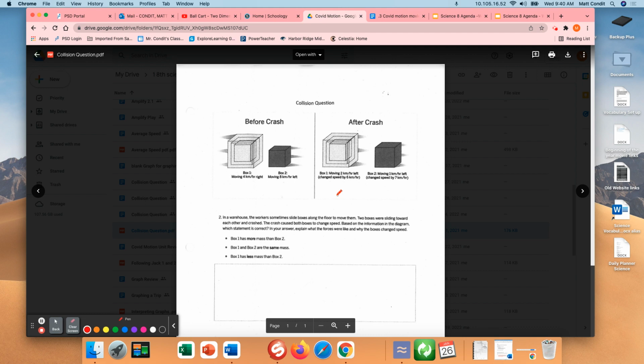We need to know that during this crash, both boxes got the same force. If you don't understand that, there's no way to do the question.